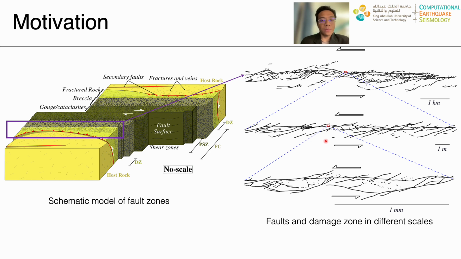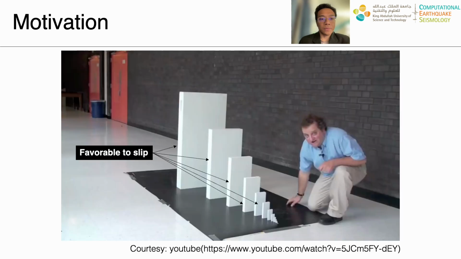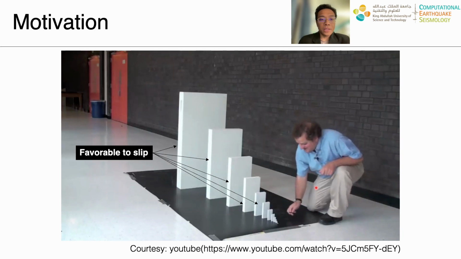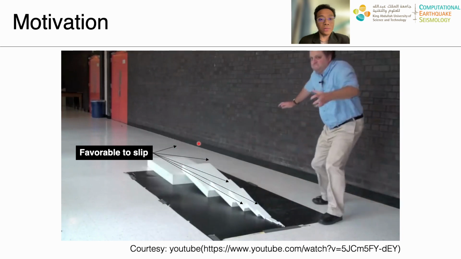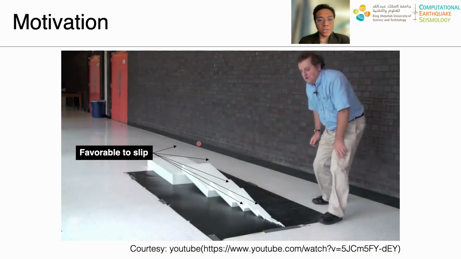A good illustration behind dynamic cascading is shown by the following video. Suppose this domino is a fracture network, and all blocks here are fractures that are favorable to slip, and the biggest one is the main fault. The stress perturbation on the small fracture leads to a cascade rupture and eventually triggers the main fault, for instance due to fluid injection in a geothermal area.